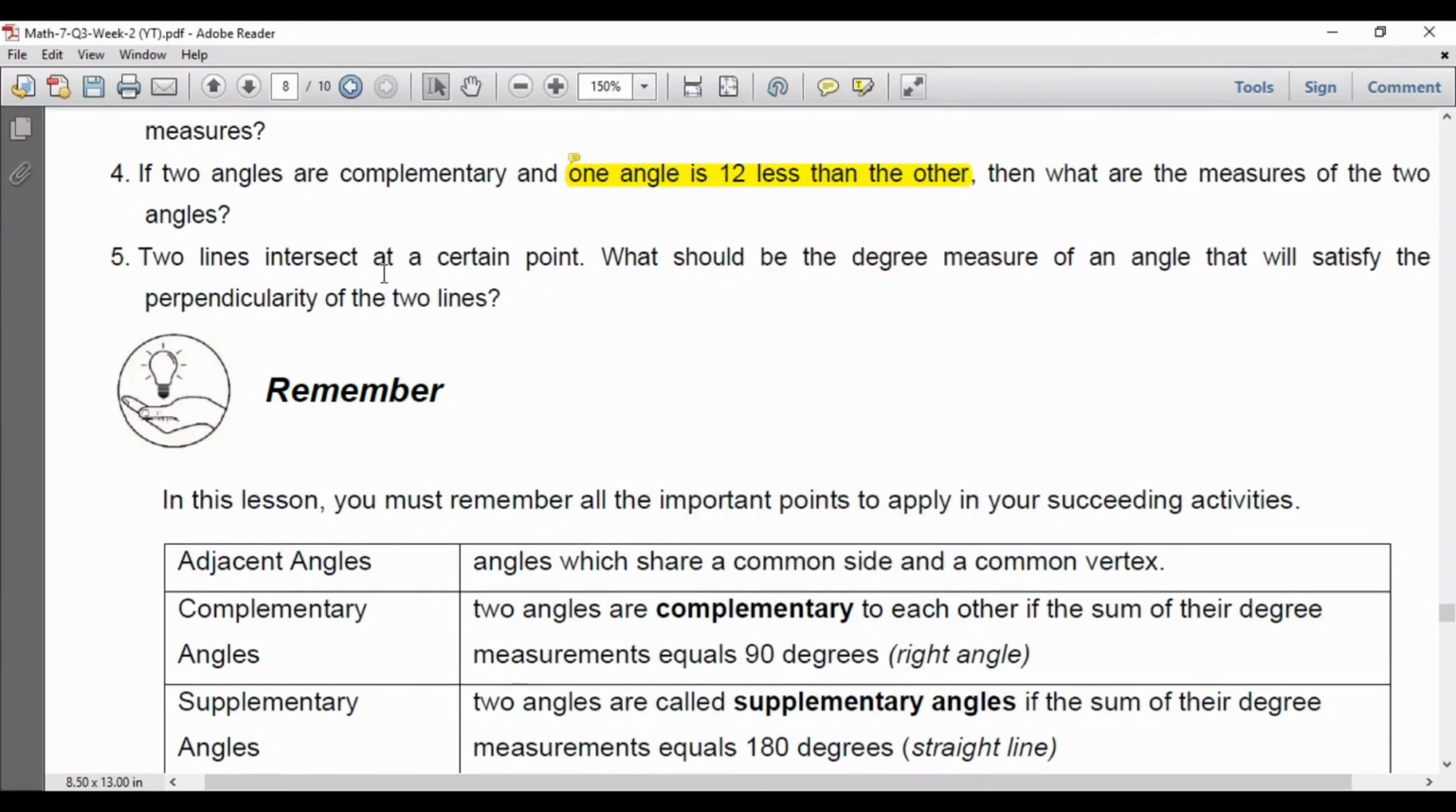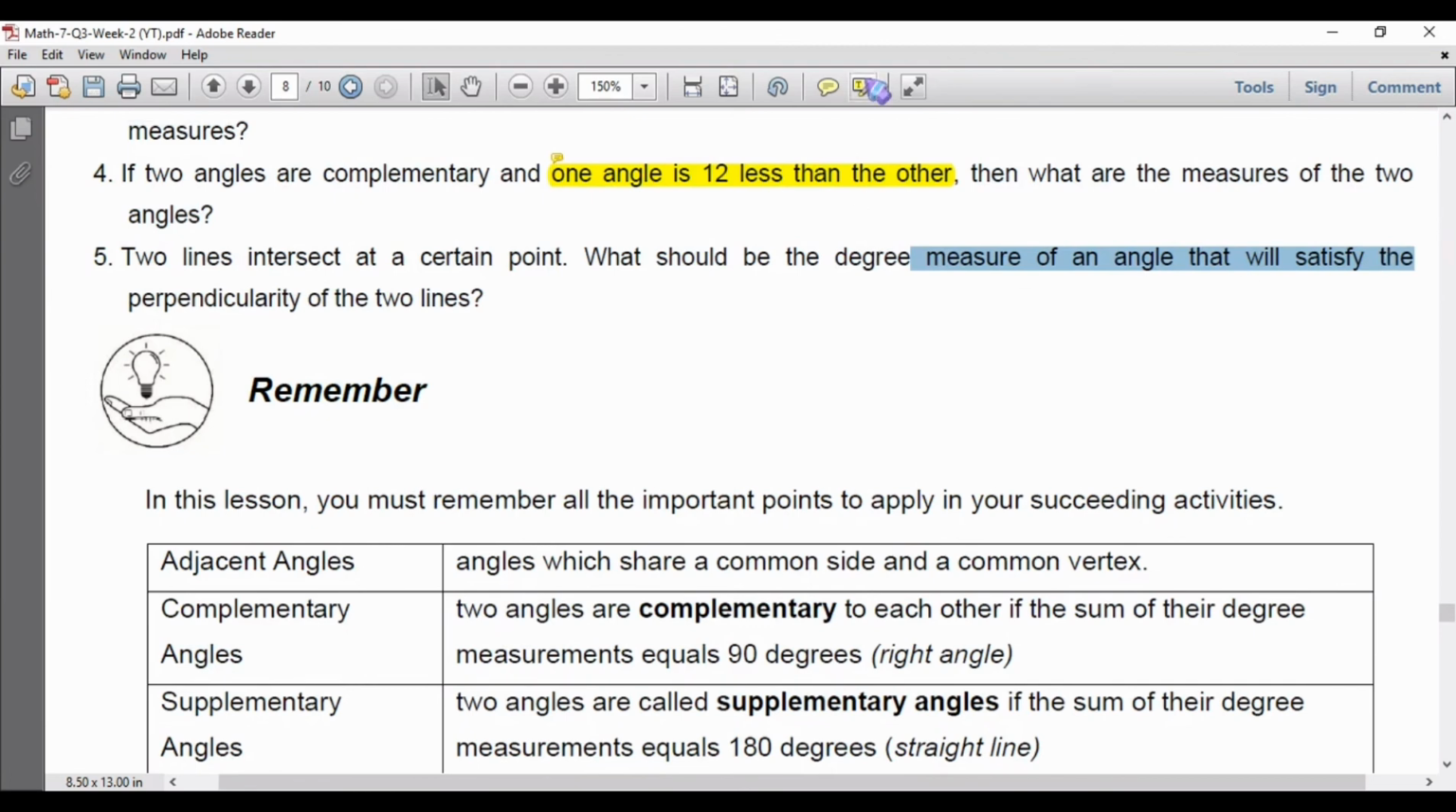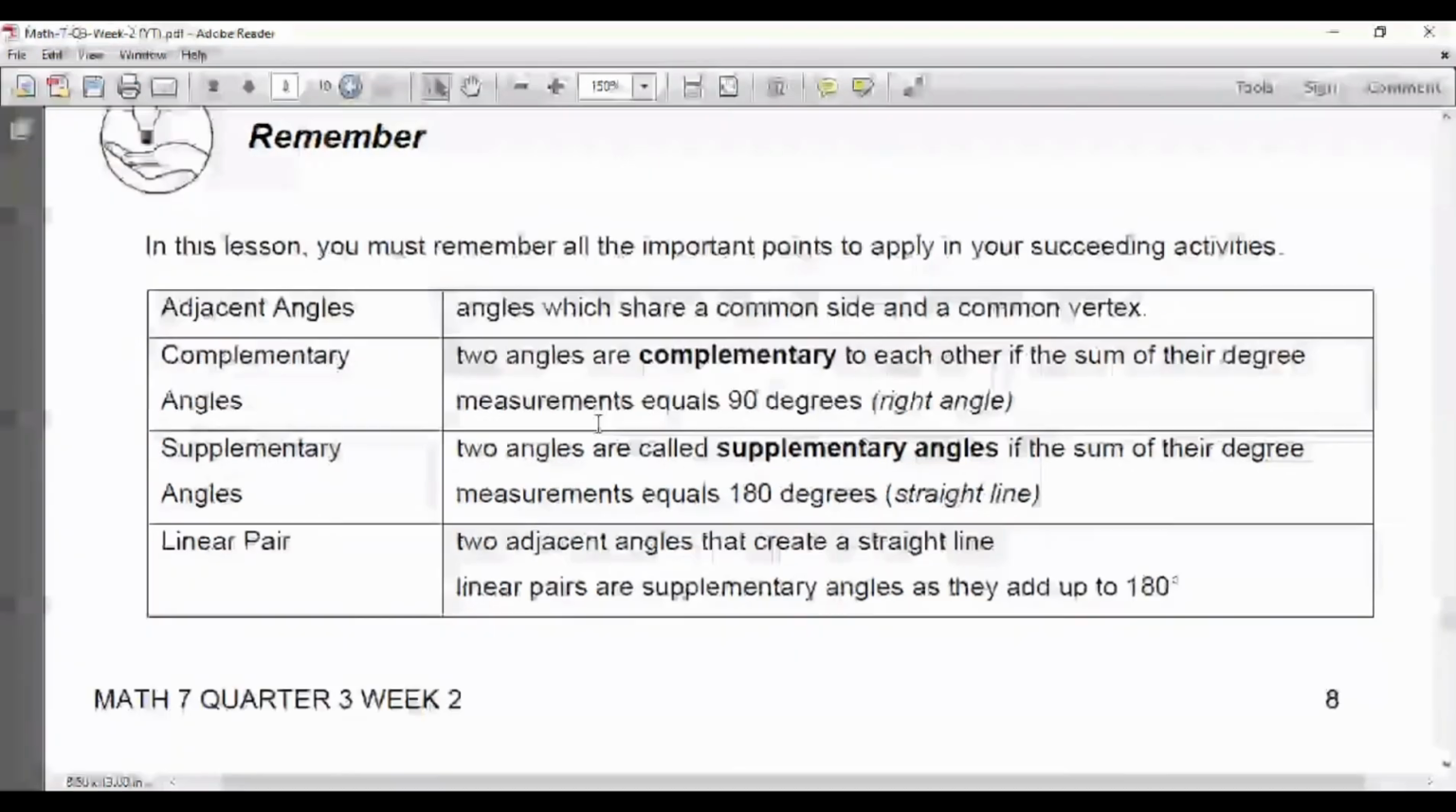Two lines intersect at a certain point. What should be the degree measure of an angle that will satisfy this? But you chose two lines. So what is the measure? You know it already.